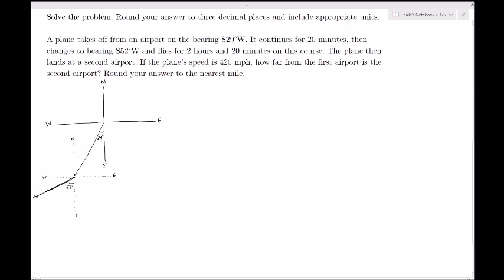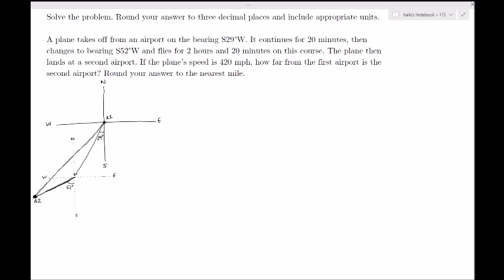Okay. So now let's see what we're looking for. We're looking for the distance between the end of that arrow and where the plane started. So you can think of this point here as airport 1, and this point at the end down here as airport 2. And we want to find the distance between the two. Okay, so let's start by figuring out how long the sides of this triangle are.